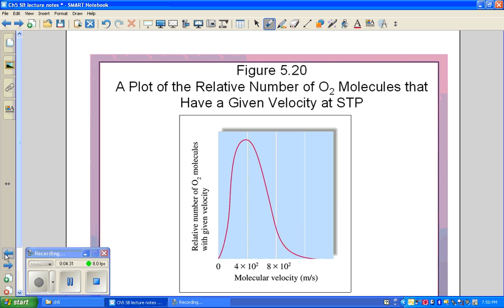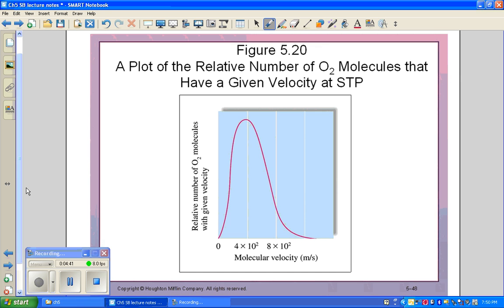If we plot this out a little bit, you can see that we have some oxygen molecules at STP, so we know we're at 1 atmosphere, 273 Kelvin, and we can see the relative number of oxygen molecules with a given velocity. Now, not every single molecule is going to have the same velocity because of all the factors that we just talked about.